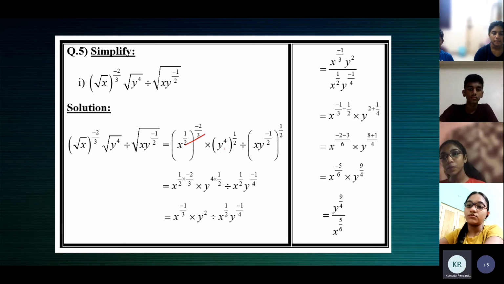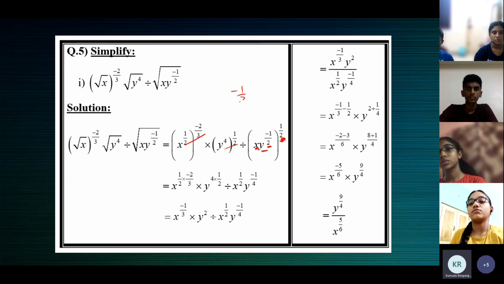Multiply the powers. Here for x, you have only 1 by 2. For y, we have the power minus 1 by 2 and 1 by 2. So minus 1 by 2 into 1 by 2, which is minus 1 by 4.